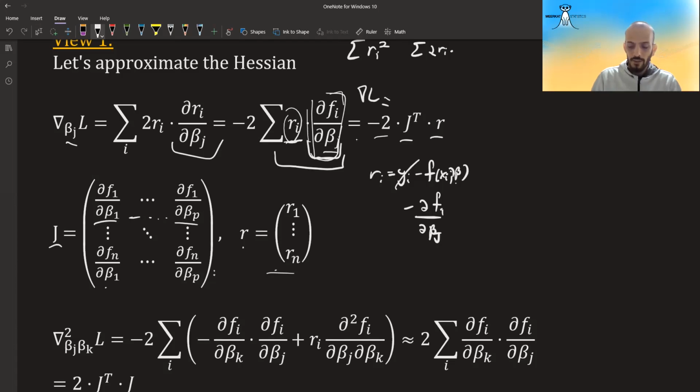Okay, so what is the derivative of Ri with regards to beta k? It's this term over here. Remember again, Ri is just yi minus f of xi and beta. So again, it will be just minus the derivative of f with regards to beta k. And this will be the same. And in the second position, Ri doesn't change, and we get this expression.